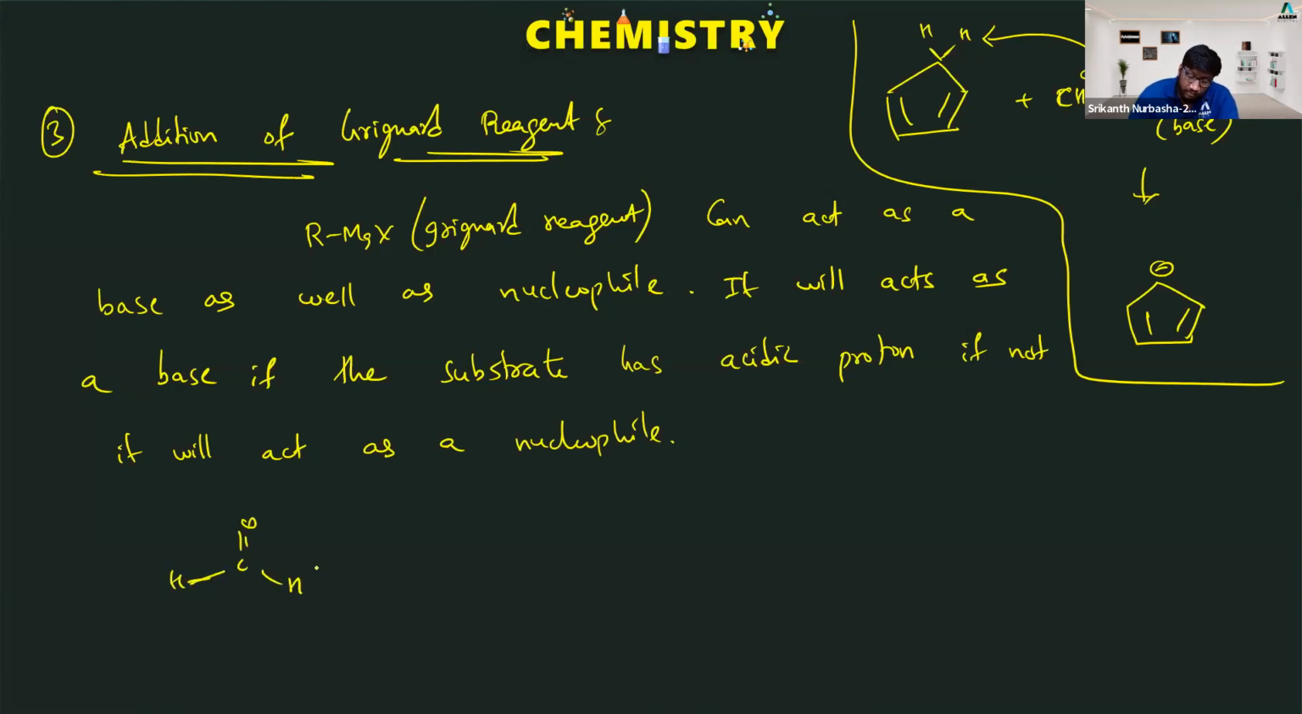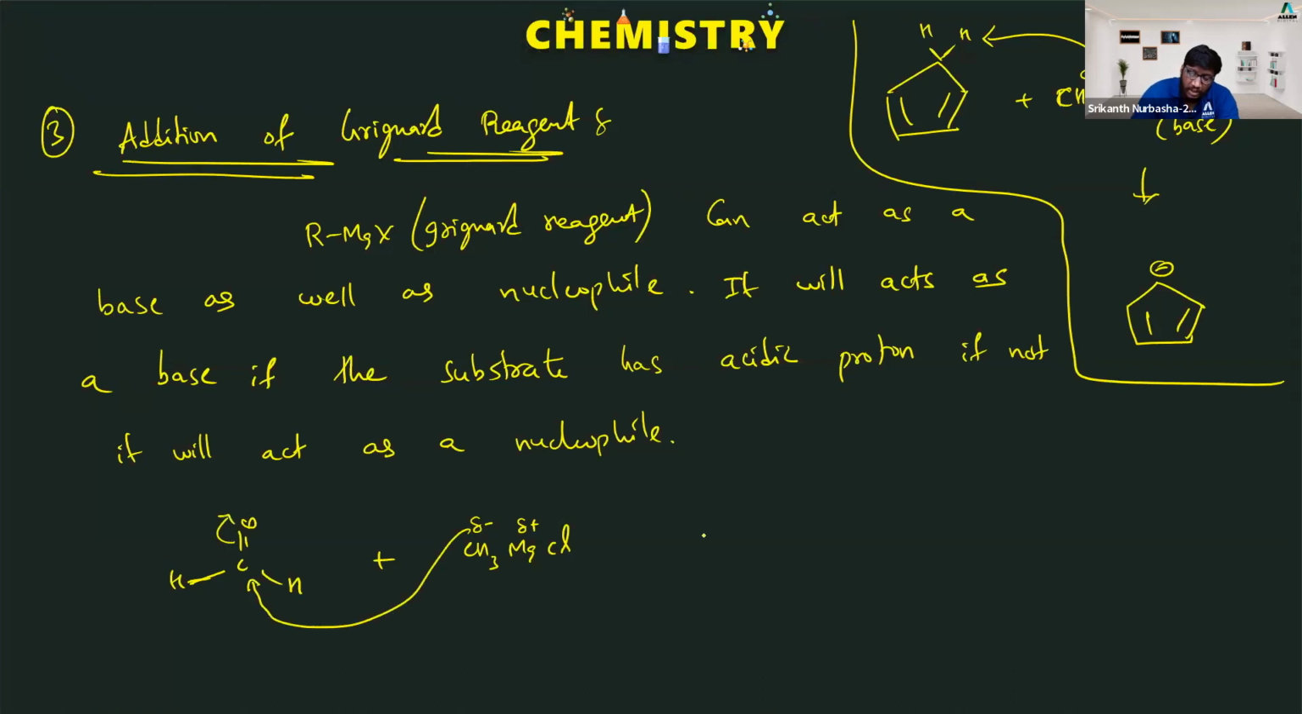HC double bond O, H. For addition of Grignard reagent to formaldehyde, will it act as a base or as a nucleophile? Here, do we have acidic proton? No. The CH bond cannot be broken. So CH3MgBr or CH3MgCl, the carbon magnesium bond, the carbon is more electronegative when compared to magnesium. So partial negative on carbon, partial positive on magnesium. The partial negatively charged carbon will try to attack this particular electrophilic carbon.